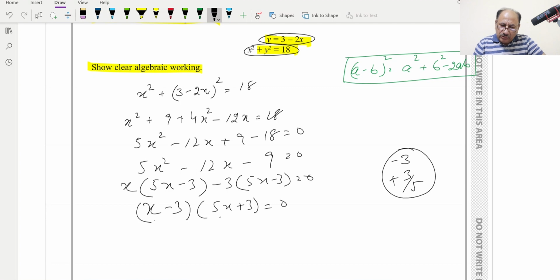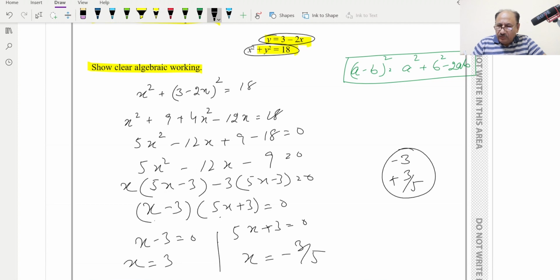So 5x squared and 3x minus 15. So yes, everything is fine. Now we can write x minus 3 is equal to 0, or 5x plus 3 is equal to 0. So we can write x is equal to 3 and x is equal to minus 3 over 5, and we can erase the extra working which I have written for your explanation.